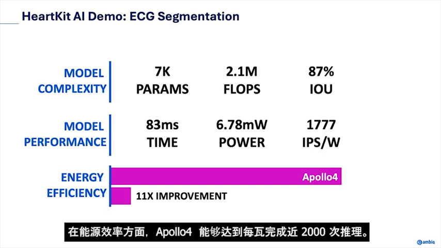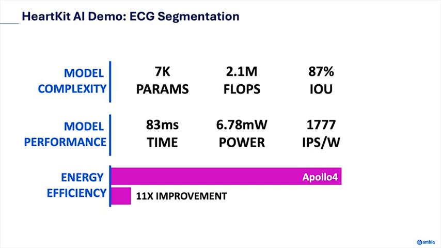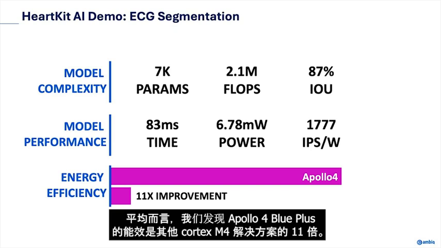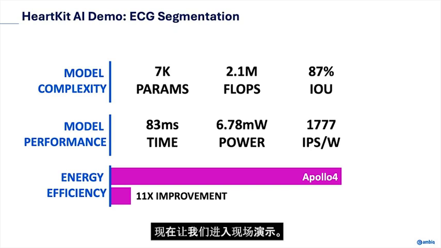In terms of energy efficiency, the Apollo 4 is able to perform almost 2,000 inferences per second per watt. On average, we find the Apollo 4 Blue Plus to have 11 times better energy efficiency compared to other Cortex M4 solutions. Now let's jump into the live demo.